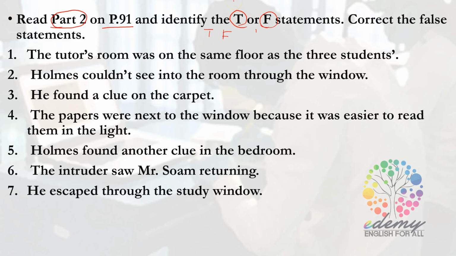In here, the skill that you need in the reading is that you need to find the specific information again in order to answer this question. You use the same technique that I gave you and do this exercise. I will give you one example. For example, the tutor room was on the same floor as the 3 students. In here, the keyword or the clue is the words tutor rooms, the same floor, and 3 students.